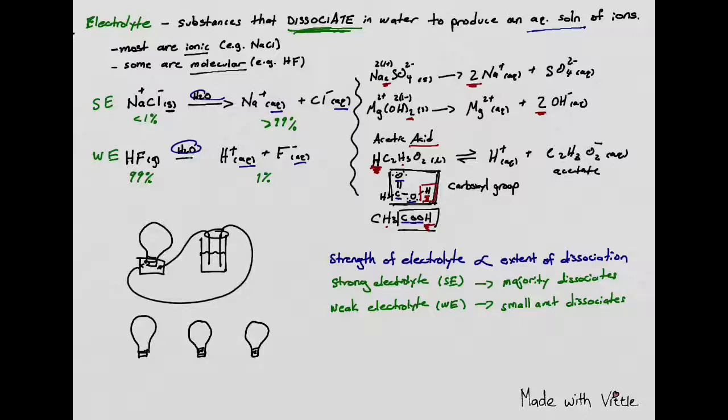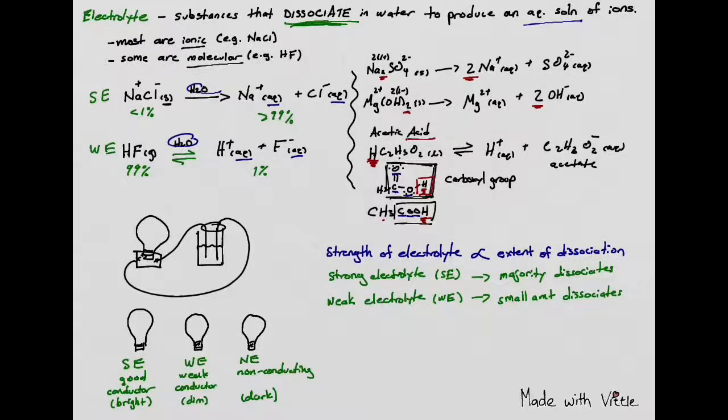You might see this represented using something called a double-headed arrow rather than a single-headed arrow, because the single-headed arrow typically implies a complete reaction or a complete process. And since we know by definition that this is not the case for a weak electrolyte, the double-headed arrow simply means that not everything is turning or dissociating into ions. The correlation between the strength of the electrolyte and how well it conducts electricity is that the stronger the electrolyte, the better it conducts electricity.